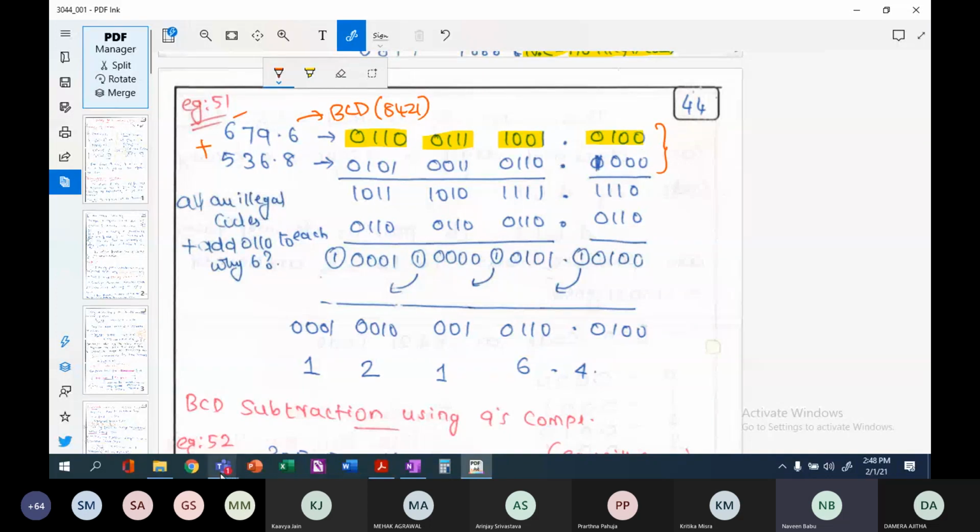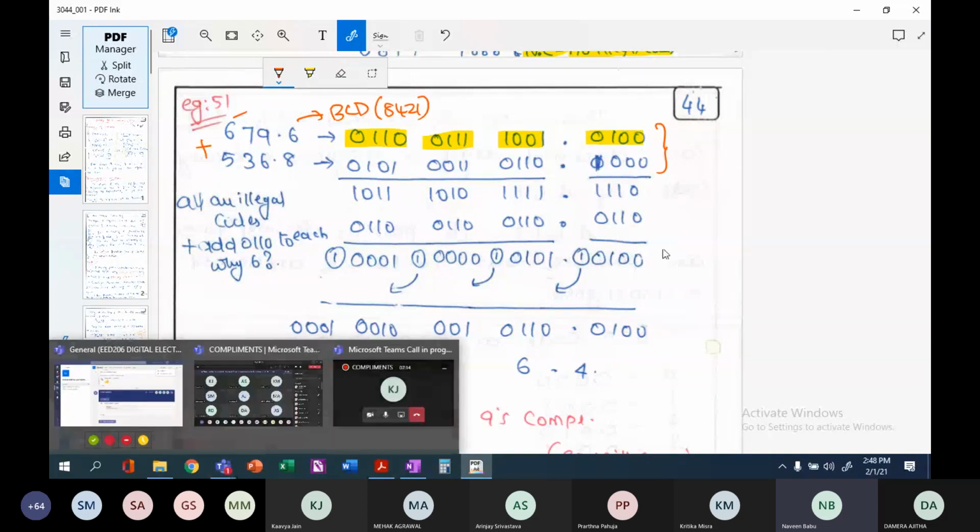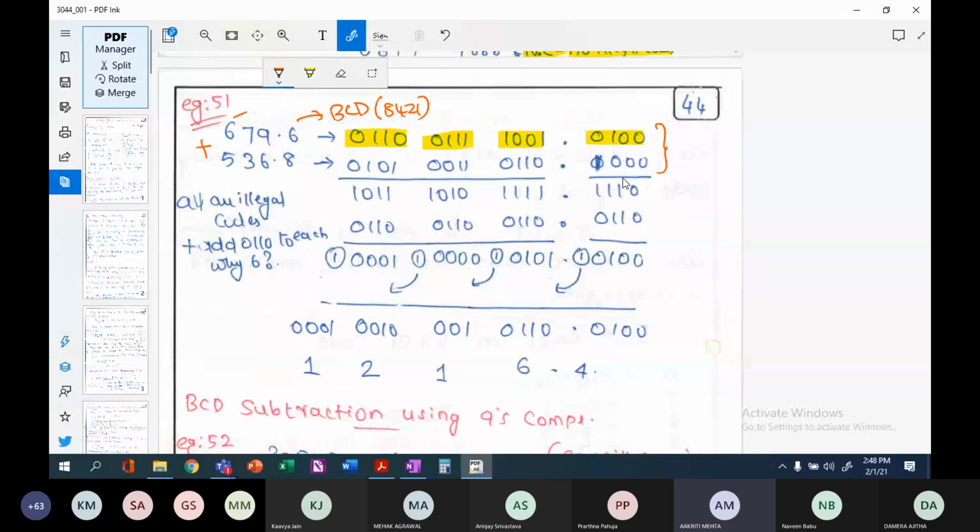Yeah, please go ahead. Sir, in the decimal, 6 is 0100. It is written here, but it is actually 0110. Okay, yeah, you are right. Good, thanks for pointing out. So this should be 0110. I think I performed the calculation right.